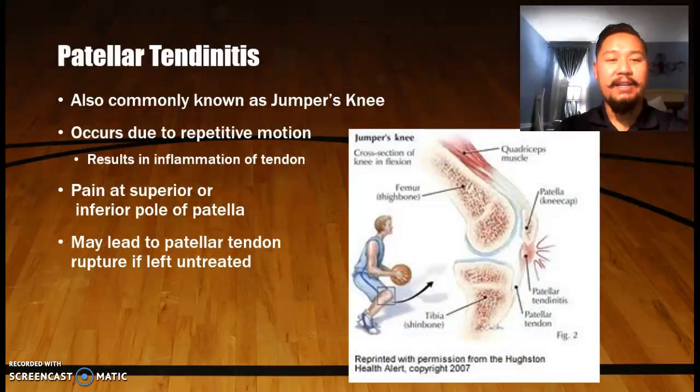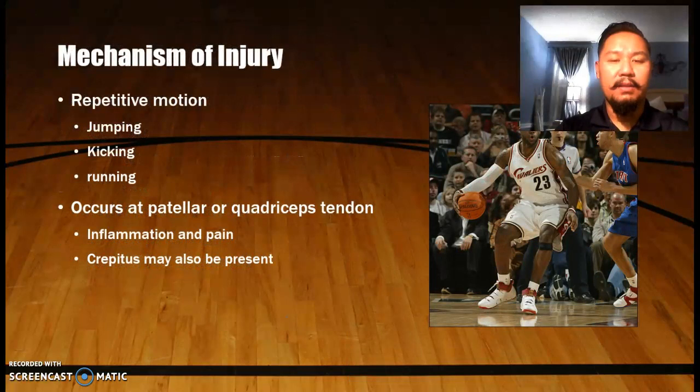And finally, patellar tendonitis, also known as jumper's knee. It occurs due to repetitive motion, repetitive jumping, repetitive running, and over time, all that running and jumping tends to inflame the patellar tendon. We'll look at that in anatomy. So again, repetitive jumping and running happens in basketball all the time.